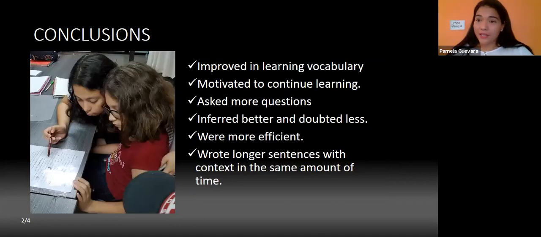They improved in learning vocabulary. They were motivated. They were more curious. They asked more questions. Doubts decreased. They were more efficient because at the beginning of the study, they took 10 minutes to create one sentence, but then they were able to do more sentences in less time.